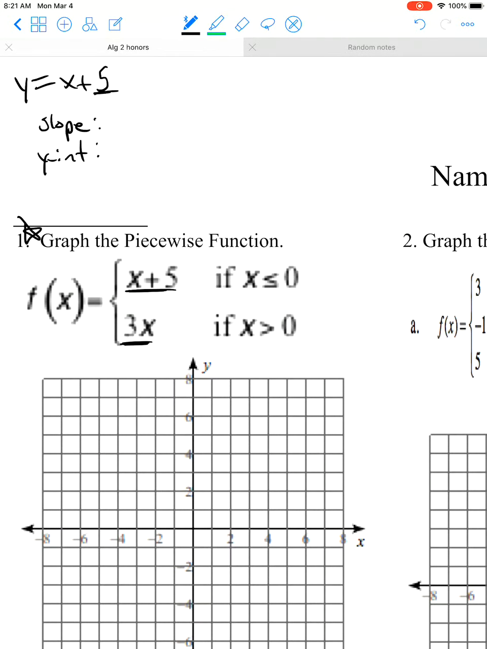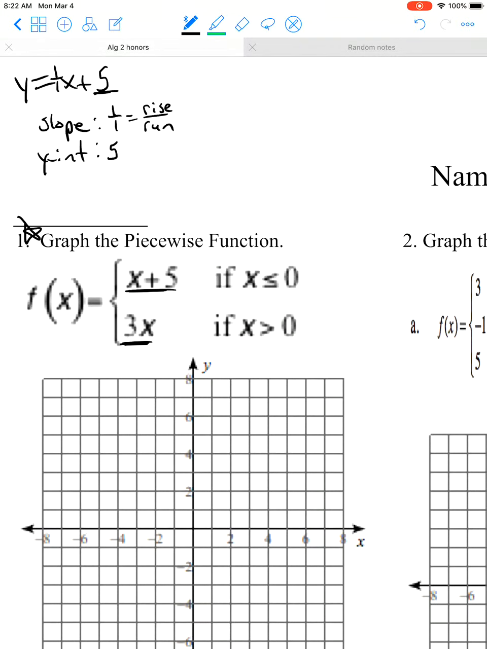In this case, my y-intercept is 5. That's just given. And my slope is always going to be as a fraction. So in this case, the number in front of x, the coefficient, is 1. So that fraction would be 1 over 1. And I also like to remind myself that slope is rise over run. Okay? So let me go ahead and graph this line.